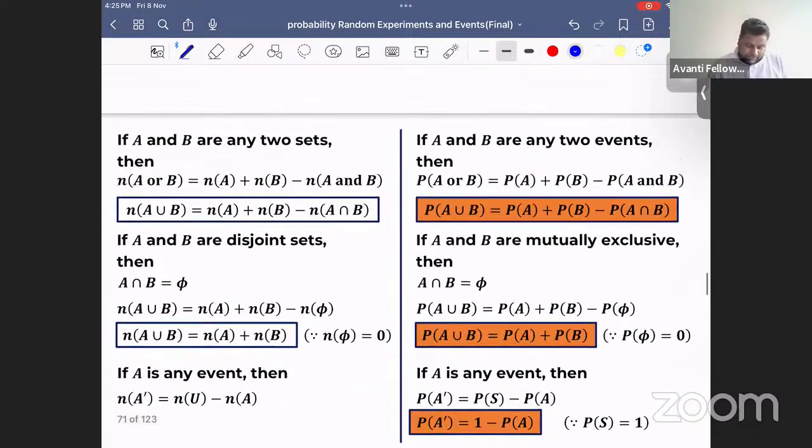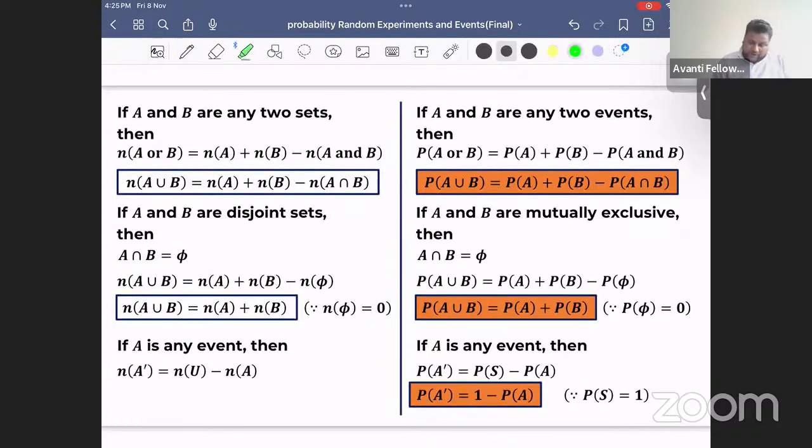Now, these are simply formulas that you have to remember. n(A union B) is n(A) plus n(B) minus n(A intersection B). That is the first formula. If A and B are disjoint sets, which means there is nothing common in them, then A intersection B is going to be empty. So the number of elements in A intersection B is going to be 0. In that case, n(A union B) is n(A) plus n(B). Got it?